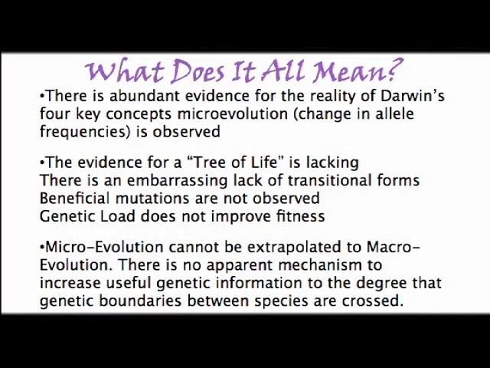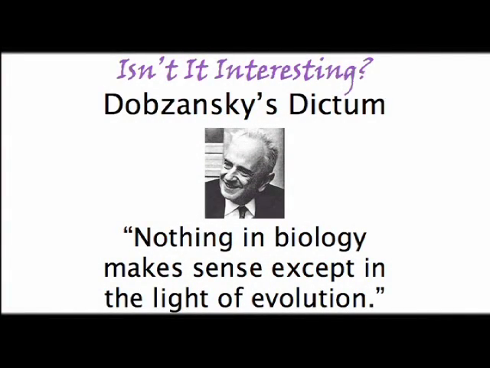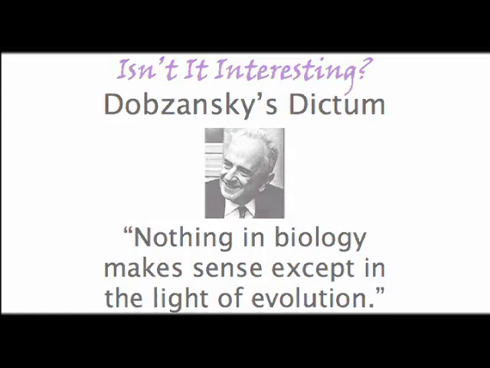So these genetic problems with a mechanism for evolution make it so that there's really not very much evidence for a tree of life. And we can't extrapolate these micro changes into the macro setting. There's not an apparent mechanism to increase useful genetic information to the degree that animals can cross species and whole kind of lineage boundaries. It really is a belief system, a worldview. Theodosius Dobzhansky, one of the most famous evolutionists ever, says nothing in biology makes sense in the light of evolution, because he has that worldview where everything is evolution. And so biology can't make any sense except in the light of evolution.